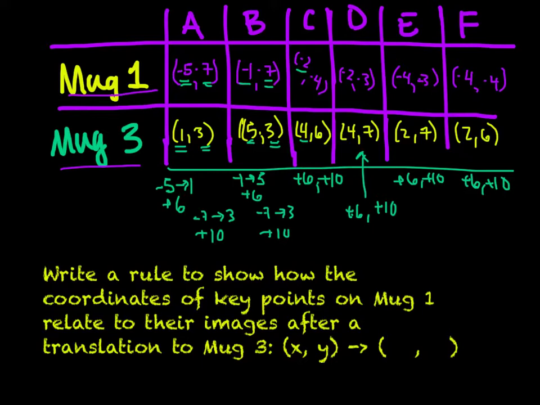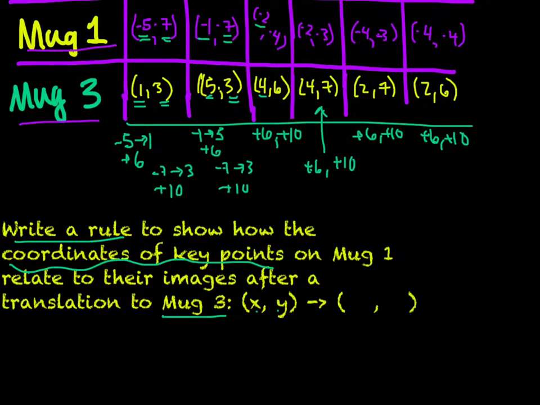So we need to write a rule to show how the coordinates of key points A, B, C, D, E, F on Mug 1 relate to their images after the translation to Mug 3. So how does X change? How does Y change? Well, for our X, 6 is added to it, and for our Y, we are adding 10. So (X + 6, Y + 10) is how our mugs are moving. So that's kind of interesting. That's all we're doing for this.